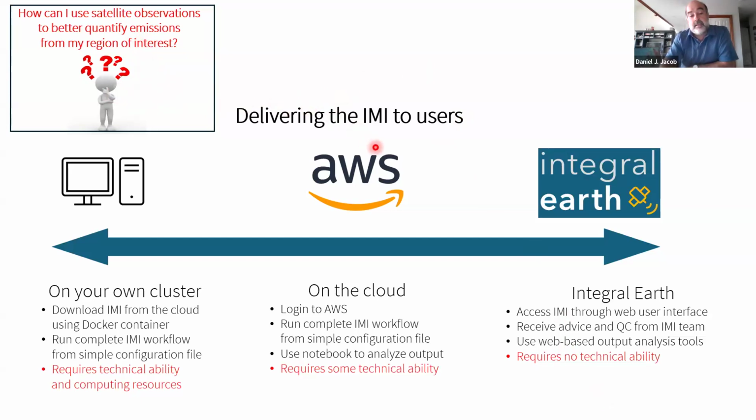Well, what we are doing is we have put the IMI on the cloud, taking advantage of the fact that we have satellite data on the cloud, we have a GEOS-Chem model on the cloud, so that users only need to log into AWS, access an instance, and then run the complete workflow from a single configuration file. And you run the whole thing in that way. And this is where the name integrated comes from, for integrated methane inversion. And then you can use a notebook to analyze output on the cloud or on your own computers. This, of course, does require some technical ability.